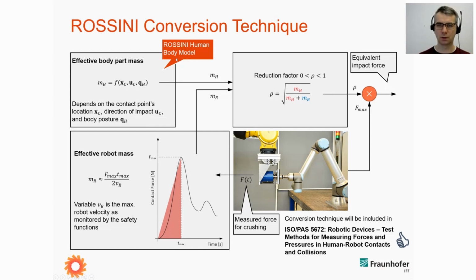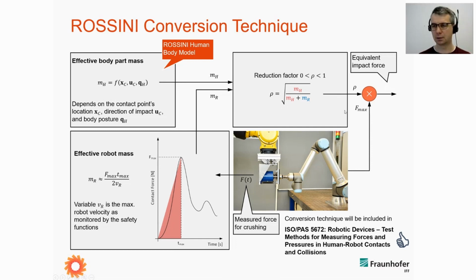And that's why we developed the Rossini human body model, which gives us exactly what we need: the effective mass for different body postures, for different locations, and so on. Then we can very easily calculate this reduction factor. We confirmed in experimental tests with different cobots that this factor allows us to precisely transfer the contact forces from a crushing case to an impact case.